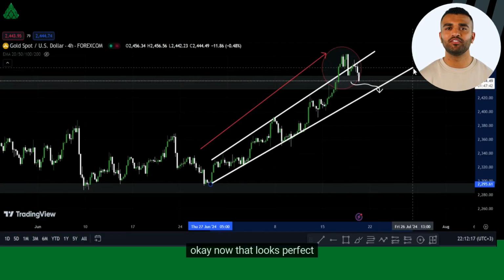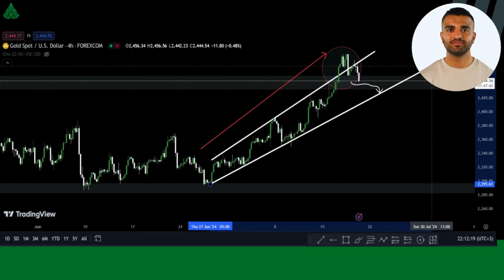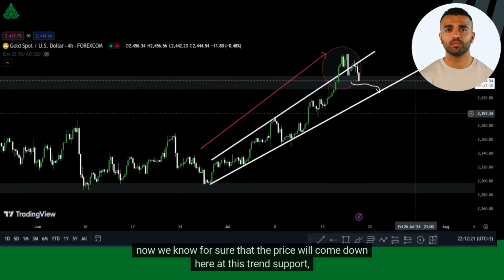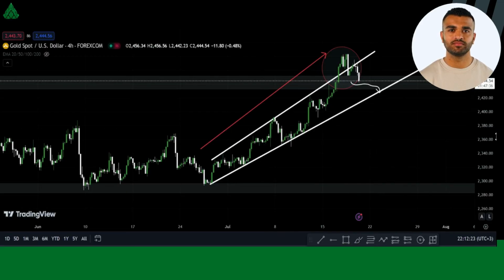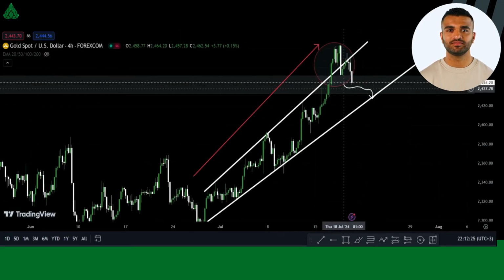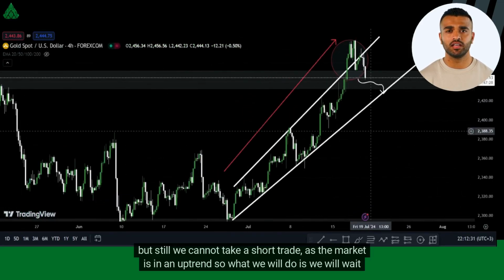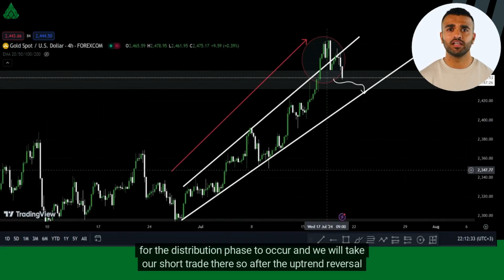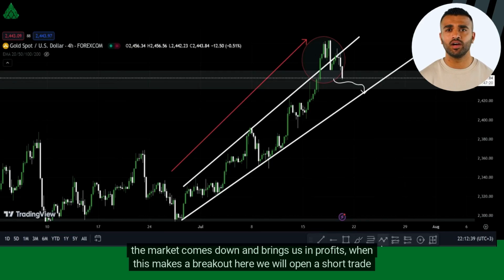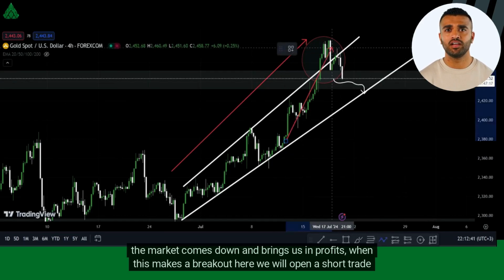Okay, now that looks perfect. Now we know for sure that the price will come down here at this trend support. But still, we cannot take a short trade as the market is in an uptrend. So what we will do is we will wait for the distribution phase to occur and we will take our short trade there. So after the uptrend reversal, the market comes down and brings us in profits.